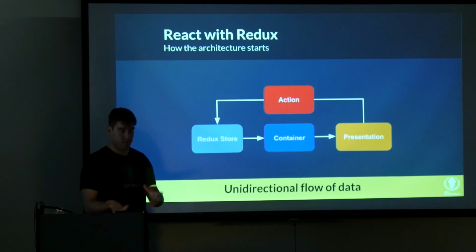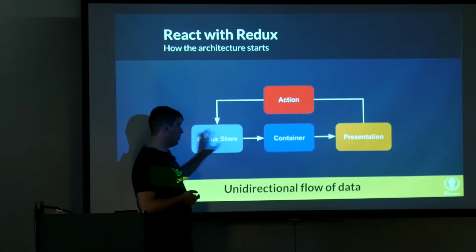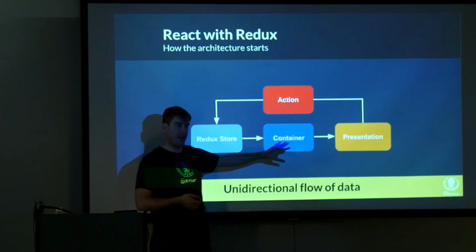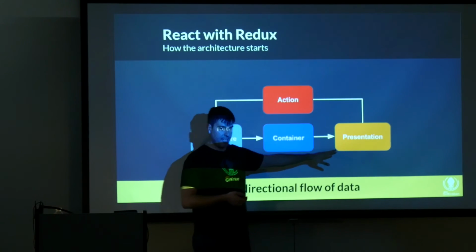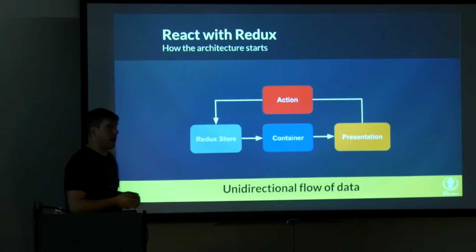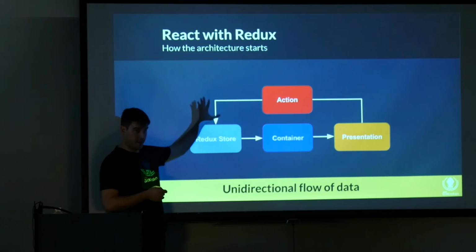And when a user performs an action, we'll do an action. That action will pass some message to the Redux store. Redux store changes. The container notices a change happens, passes the data down. Okay? And that's the unidirectional flow of data. Now, let's talk about how this scales.